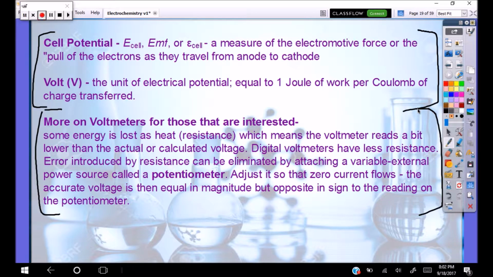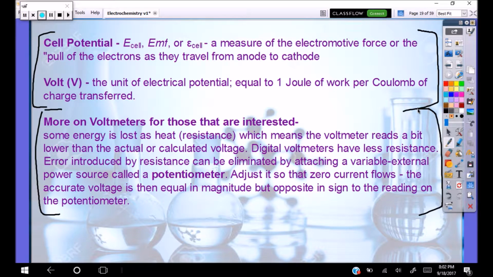So cell potential. There are three different ways we notate this. We have E cell, then we have the EMF, the electromotive force that I talked about, or we have epsilon cell. You'll see all three when we're referring to electrochem. They're all the same number, it's just the cell potential. And the cell potential is just a measure of the electromotive force, aka the pull of the electrons as they travel from anode to cathode.